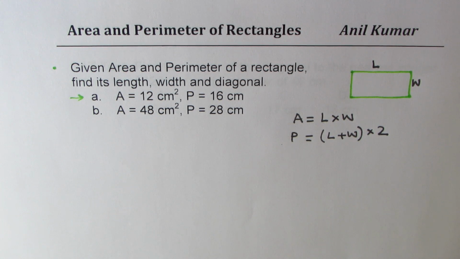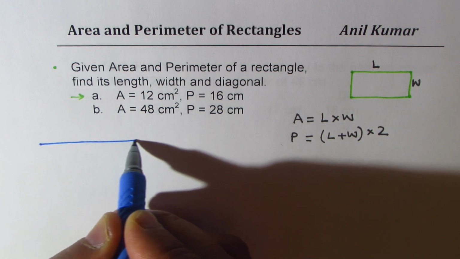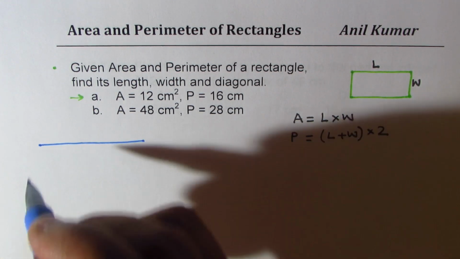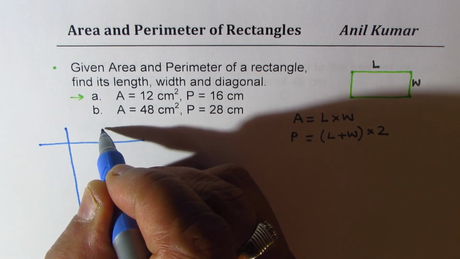Now, as we did last time, let's try to get some values which can help us find the solution. So we'll work with part A first. So in this case, let us make a column where we'll write length and width, right? So we'll write length and width.